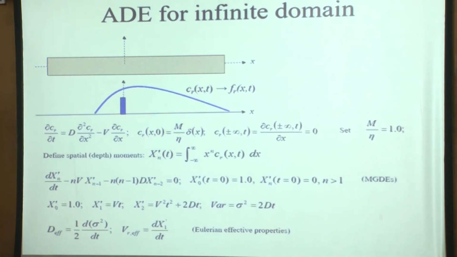And what that requires is that I take each of those terms, multiply that with x to the power of n, and integrate from minus to plus infinity. So basically, when I do that, the first term over here is c sub r del t. If I multiply it with x to the power of n, this integration is in x. This is a derivative in time. The derivative simply comes inside the integral, and you simply have d x n prime dt. Nothing changes. The spatial derivatives are with respect to x, so you have to worry about that a little bit.